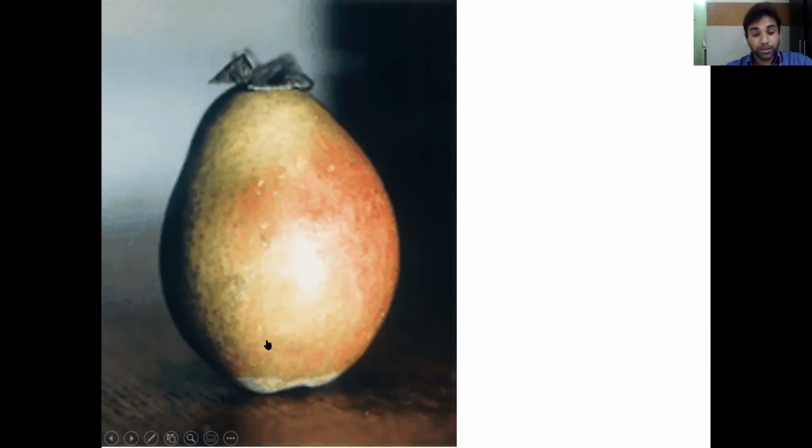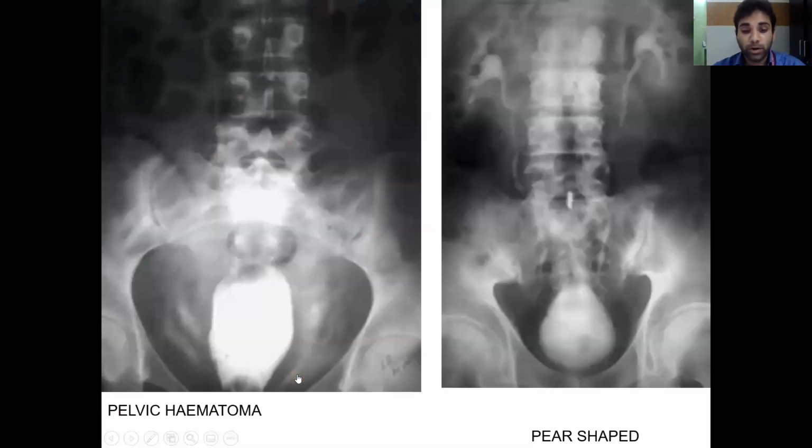Finally, it is the pear-shaped bladder. Pear-shaped bladder or teardrop-shaped bladder is one whose normal, round, or ovoid shape has been extrinsically compressed to resemble a pear. The pear may be inverted or upright depending on how the excess pelvic tissue compresses the bladder. Most common cause is pelvic hematoma. This is the pear-shaped bladder due to pelvic hematoma.